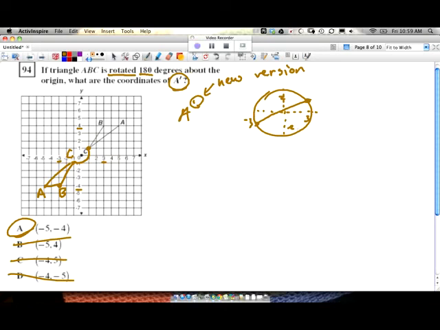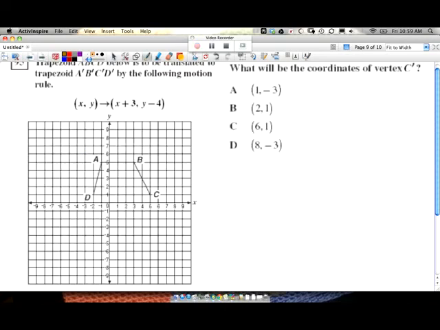Cool, no problem. So that's a good thing to see in the symmetry of a rotation. When you're doing a 180 degree rotation, it means change the sign. Change the sign of both X and Y. Okay, let's look at this next.